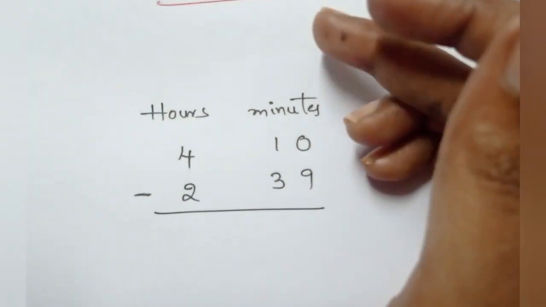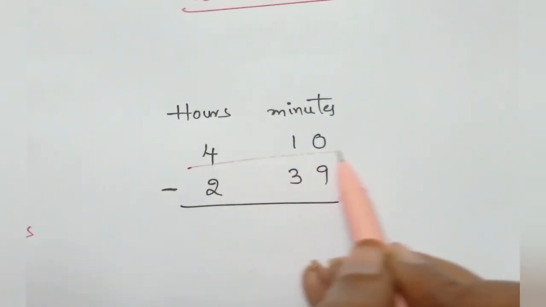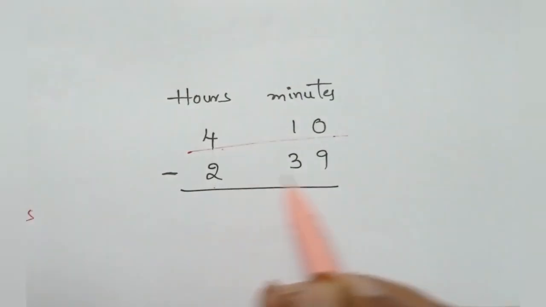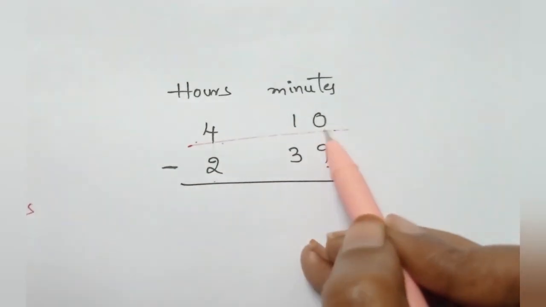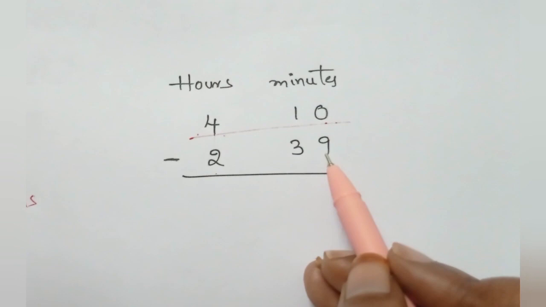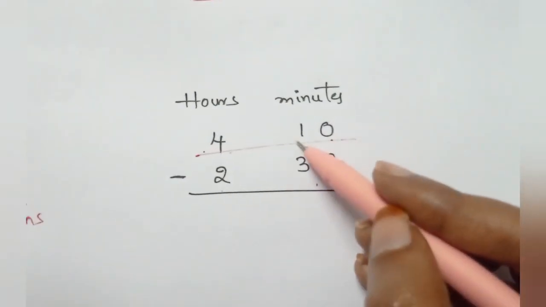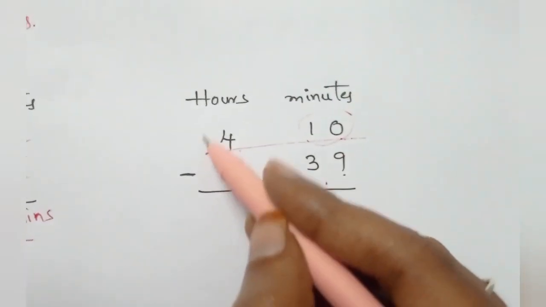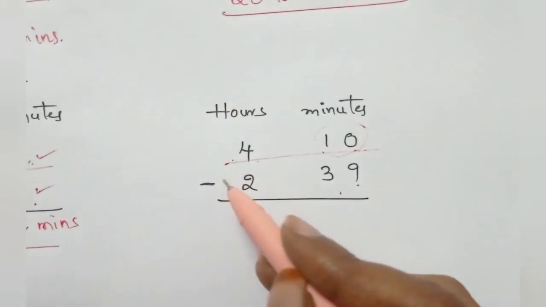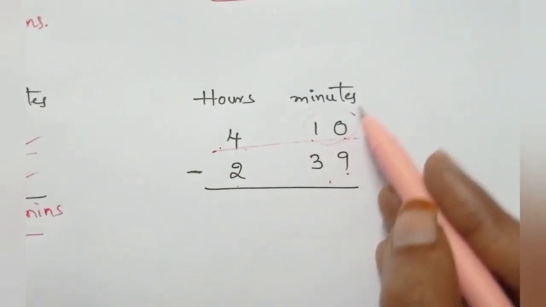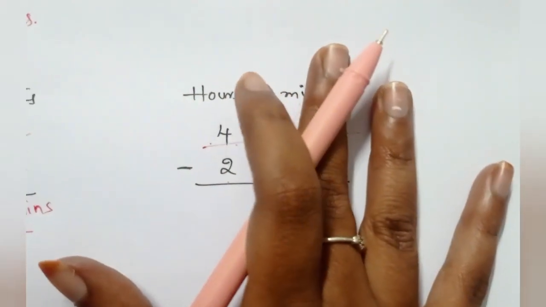But when you are doing a subtraction, where here 4 hours 10 minutes minus 2 hours 39 minutes, 4 hours 10 minutes is greater than 2 hours 39 minutes. But we cannot subtract 39 from 10. You may think we can take borrowing, like from here 3 it will become 11, it will become 9, like that. You shouldn't do that. Why?